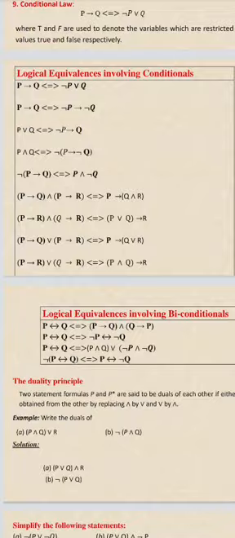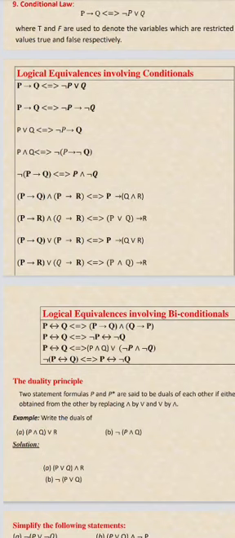Logical equivalences involving conditionals. P to Q is equivalent to negation P or Q. Then P implies Q is equivalent to negation Q implies negation P. P or Q is equivalent to negation P implies Q. P and Q is equivalent to negation of (P to negation Q). Negation of (P to Q) is equivalent to P and negation Q.